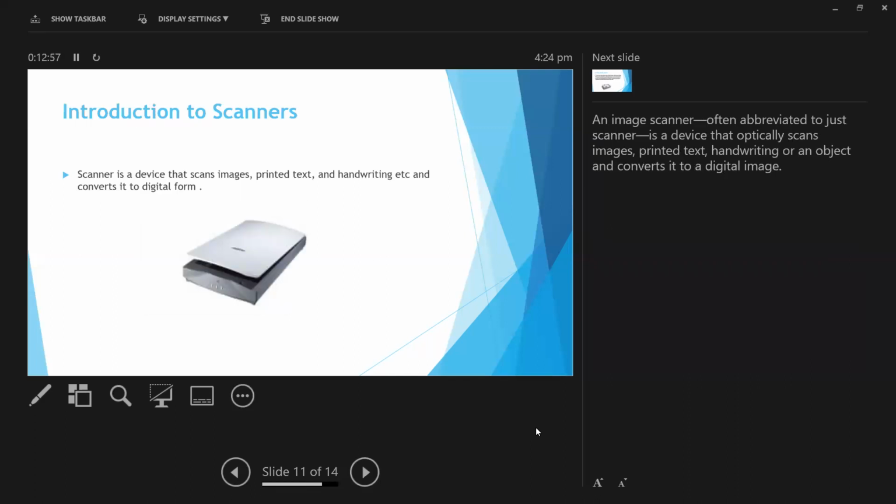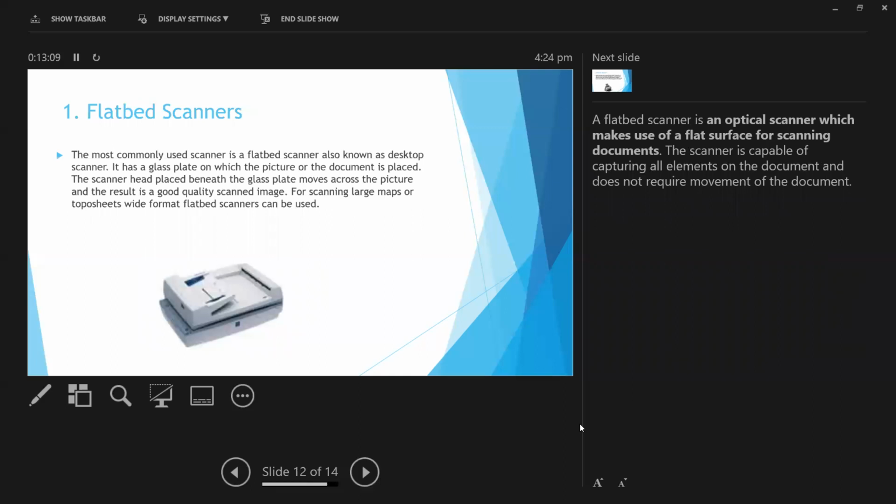Introduction to scanners. Scanner is a device that scans images, printed texts, and handwriting and converts it into a digital form. Flatbed scanner. The most commonly used scanner is a flatbed scanner, also known as a desktop scanner. It has a glass plate onto which the picture or the document is placed. The scanner head placed beneath the glass plate moves across the paper, and the result is a good quality scanned image. For scanning large maps or topo sheets, wide format flatbed scanners are used.